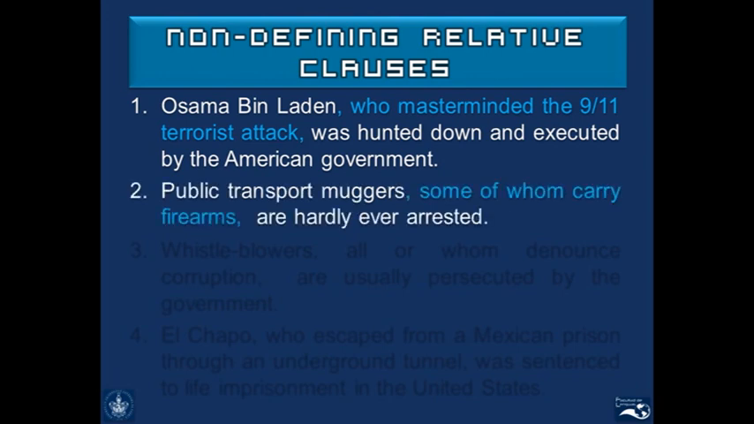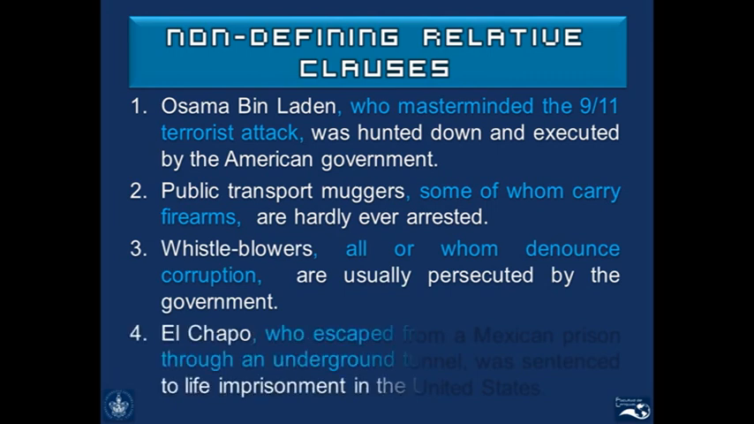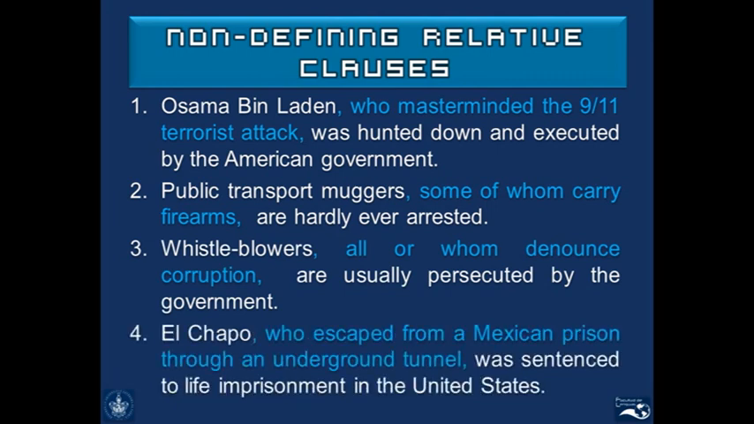Second example, public transport muggers, some of whom carry firearms, are hardly ever arrested. Number 3, whistleblowers, all of whom denounce corruption, are usually persecuted by the government. And finally, El Chapo, who escaped from a Mexican prison through an underground tunnel, was sentenced to life imprisonment in the United States. So we can see that the parts outside the commas are the sentence, and the part that is embedded in the middle of the sentence is a relative clause that provides additional information and that makes our discourse more sophisticated and complex.